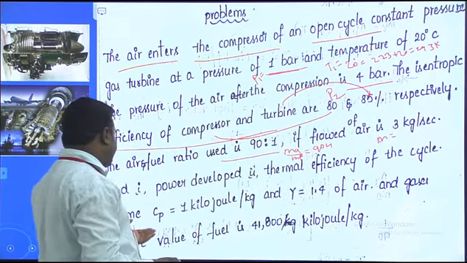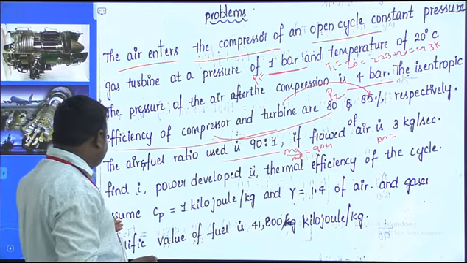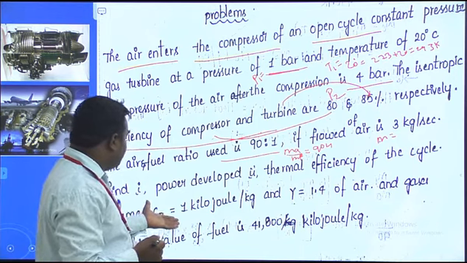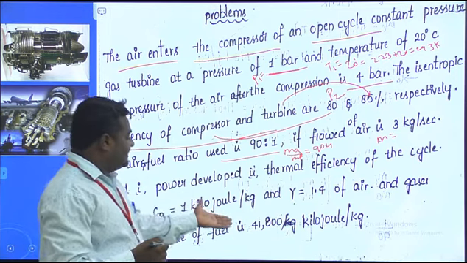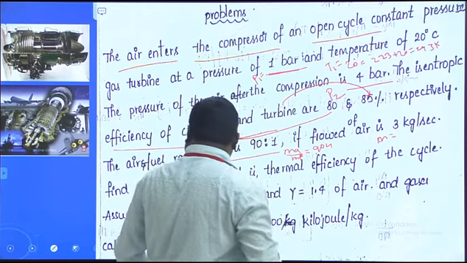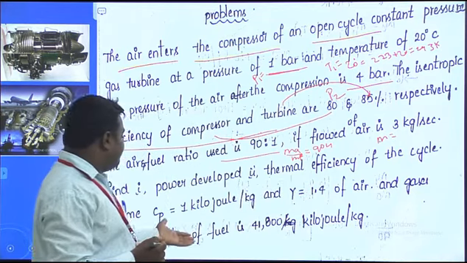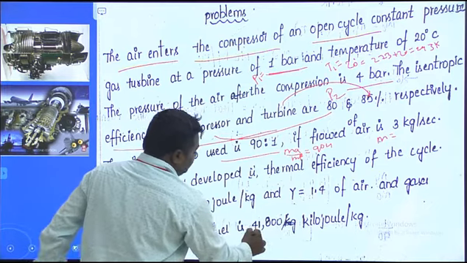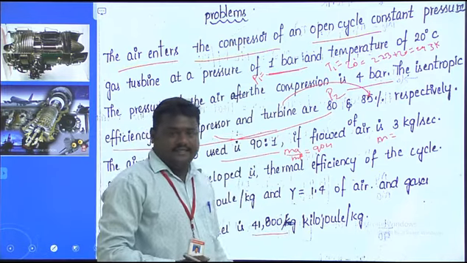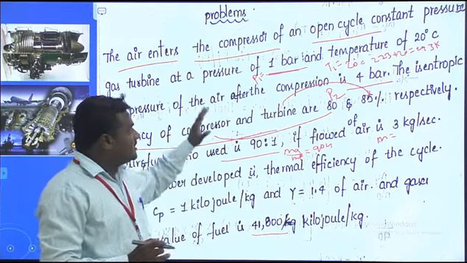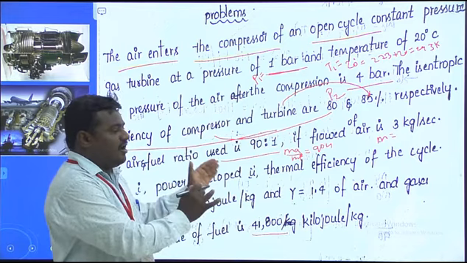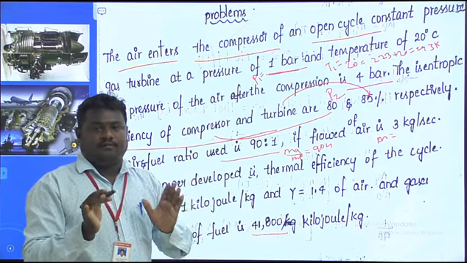Some values are given, which we have to assume: Cp equal to 1 kilojoule per kg K and gamma equal to 1.4 for air and gases, and the calorific value of fuel is 41,800 kilojoule per kg. This is the problem. First we have to read what is given and what we have to find out.